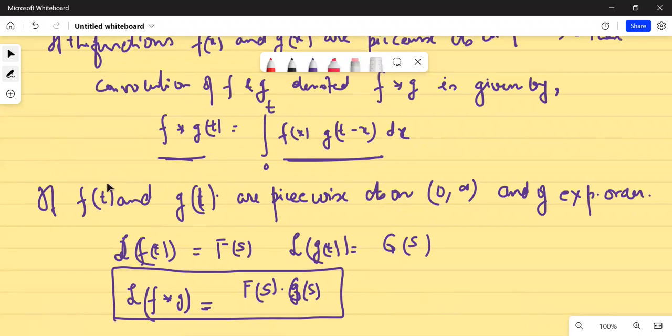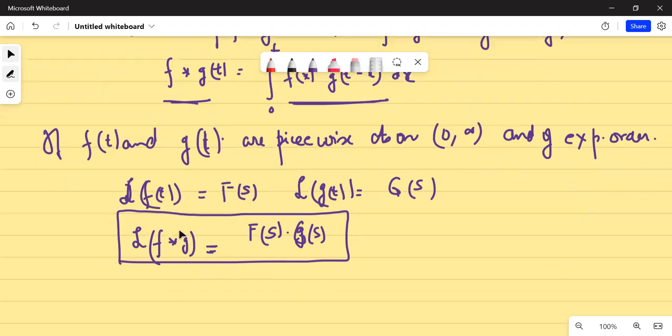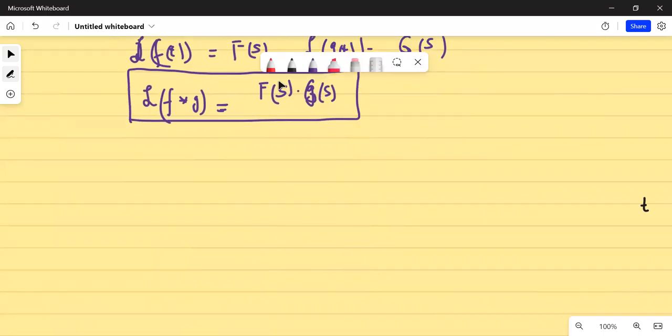And this is convolution. And if f(t) and g(t) are piecewise continuous from 0 to infinity and are of exponential order, given that the Laplace transform of f(t) is capital F(s) and the Laplace transform of g(t) is capital G(s), then the Laplace transform of the convolution is simply F(s) into G(s). Okay, so now let us try to prove it.